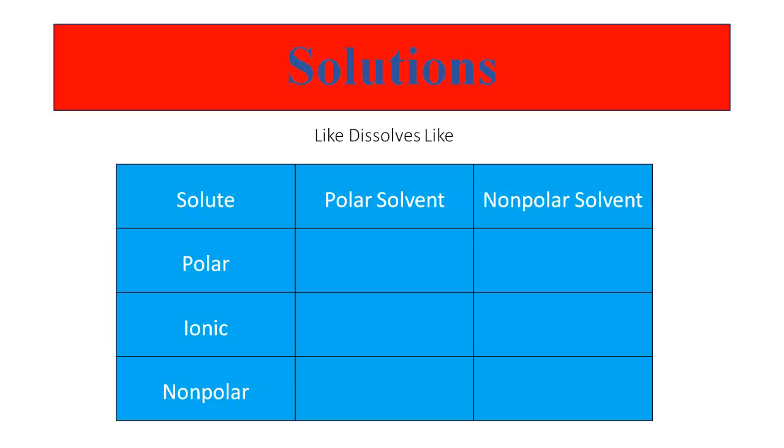Here's another thing you should know about solutions. Like dissolves like is a classic phrase we use in chemistry. For example, polar solvents will only dissolve polar solutes and ionic solutes. They will not dissolve nonpolar solutes. Water, which is a polar solvent, will dissolve sugar, which is polar, and salt, which is ionic, but it will not dissolve oil, which is nonpolar.